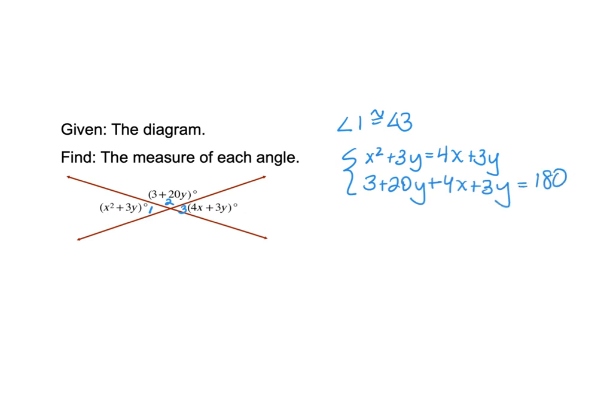Remember, if you have 2 unknowns, you need 2 equations. If you have 3 unknowns, you need 3 equations. I would like you to solve this system of equations. Press pause on your video. When you're ready for the answer, press play again.